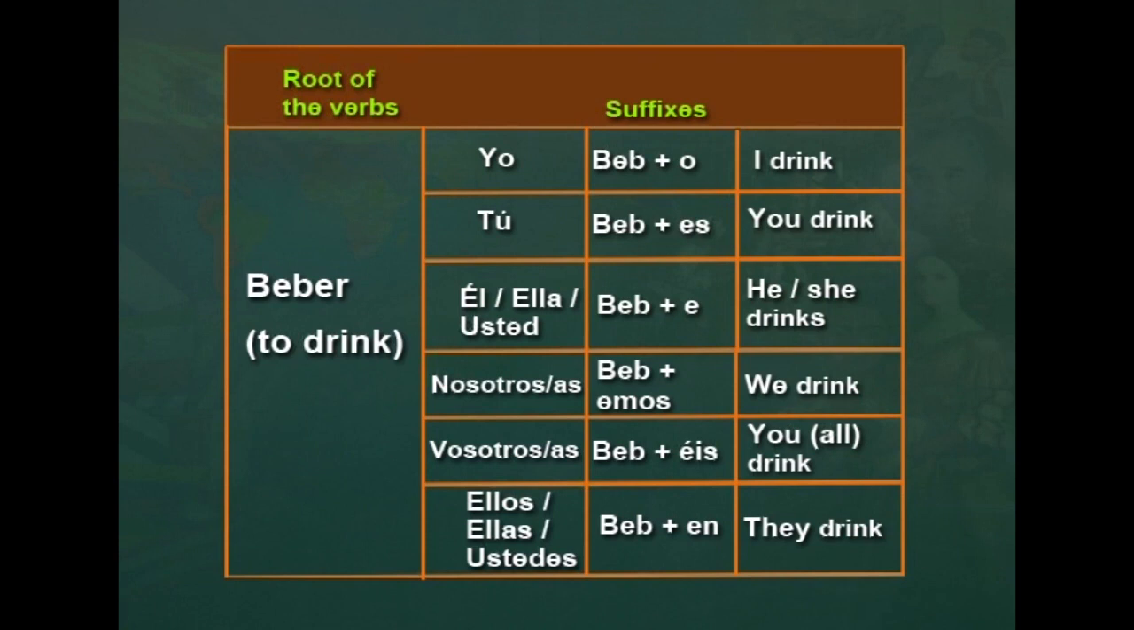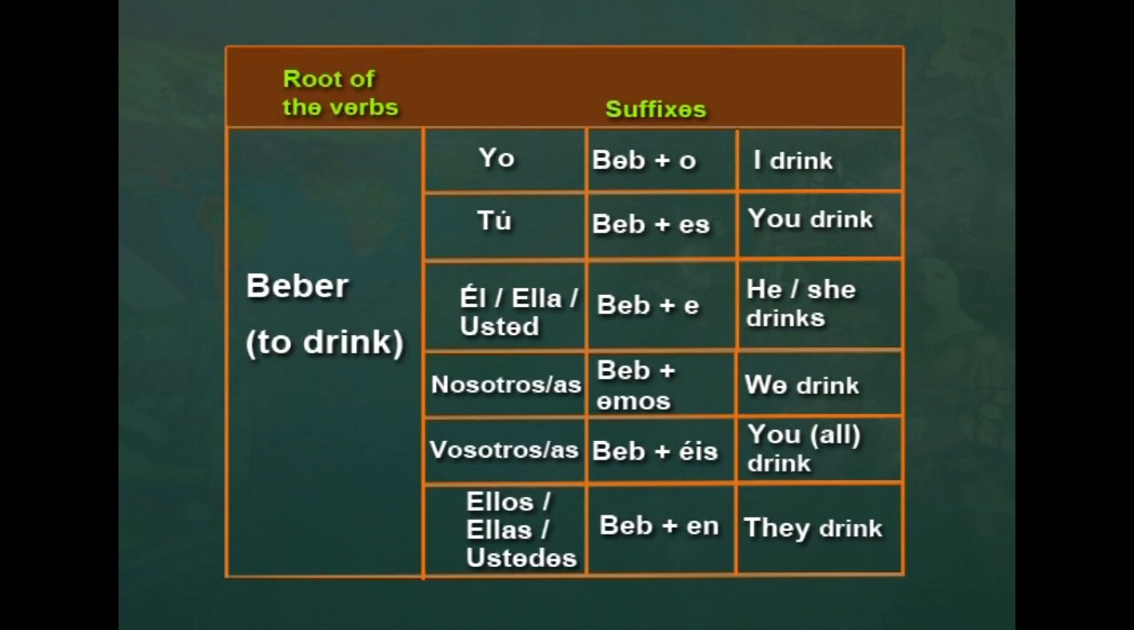Now, we shall look at some important ER ending verbs and their conjugation. Beber, to drink, has the stem or the root beb. We will go on adding the suffix to it and looking at the conjugation. So, as I explained, the suffix for yo is o. So, yo bebo, I drink. Tú, we add the suffix es. Tú bebes, you drink.